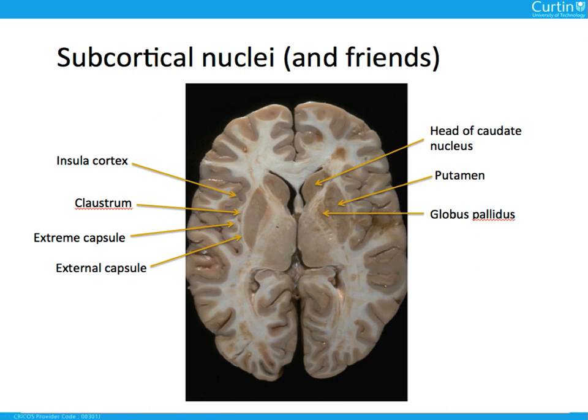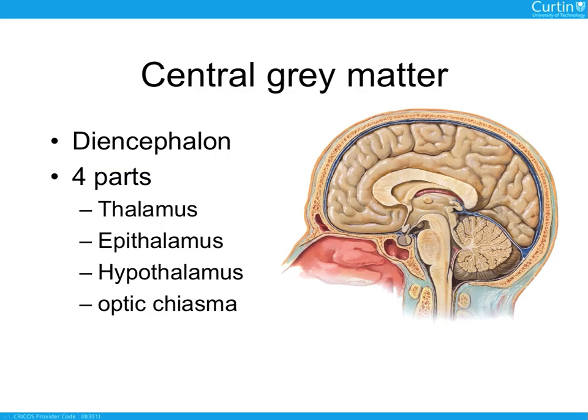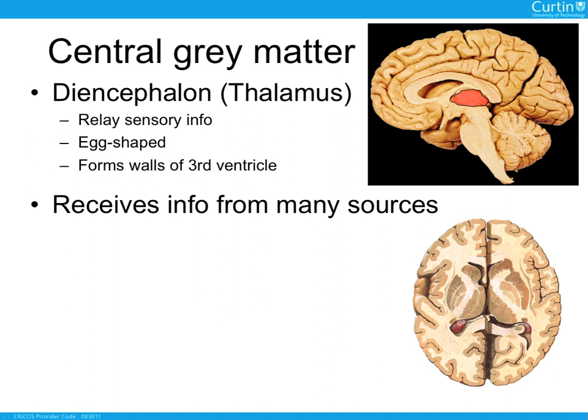Right, let's move on to other parts of the central grey matter. Diencephalon, 4 parts: thalamus, epithalamus, hypothalamus, optic chiasma. Let's start off with the thalamus. And here it is. We've got 2 thalami, we've got left and right thalami, and you can see them here. Here's the left thalamus, here's the right thalamus, and the thalamus is made up of many different nuclei. So there we go, there's the right thalamus, there's the left thalamus.